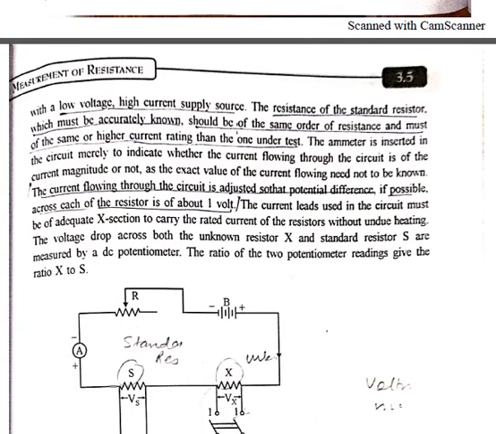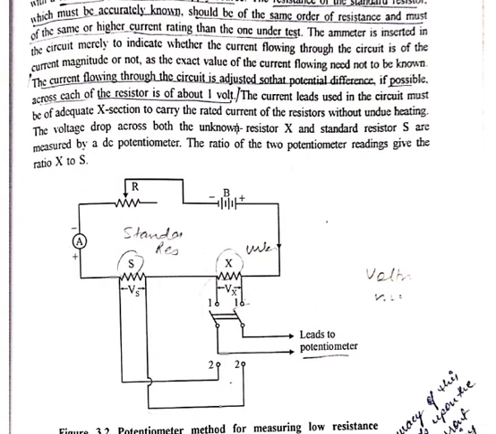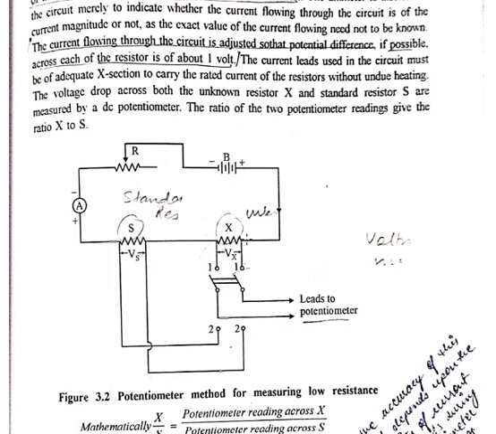Now coming to the diagram of the potentiometer method. Basically, in this method, X is the unknown resistance connected with this ammeter, and the ammeter is in series with this rheostat, and the rheostat is there to limit the current through the circuit. This standard resistance is connected, and all these are connected in series with this battery source, which is a low voltage and high current supply source.